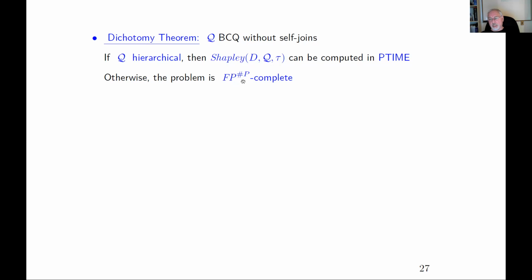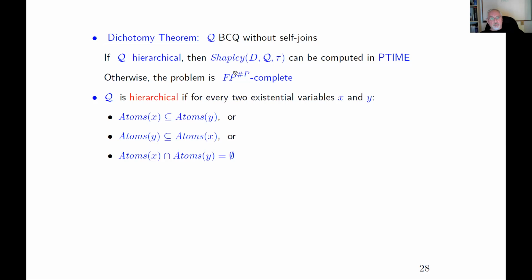And that is, let's say, sharp SAT. So that is an indication of the high complexity. So you could say, well, how difficult is it to check if the query is hierarchical? Actually, it's a very simple test.